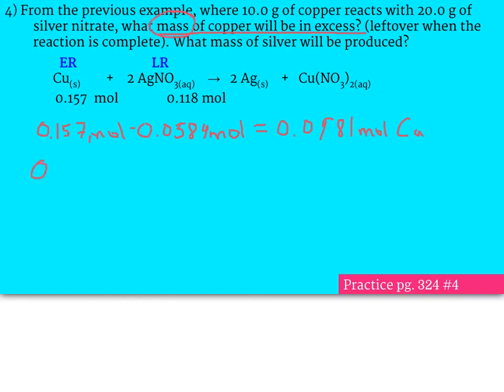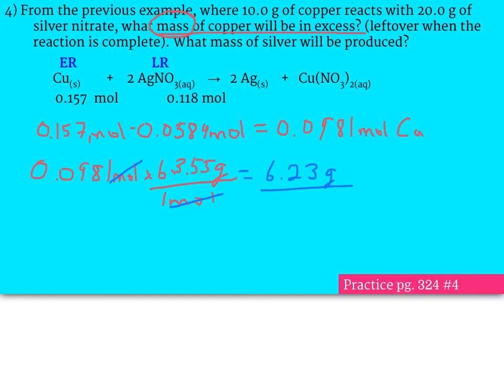What it's asking us for is a mass of copper left over. So I have to take my 0.0981 and I'm going to use my molar mass of copper to figure out the mass left over. So I'm taking my moles and my moles, crossing them off, and I am going to get a final answer here of 6.23 grams of copper left over.